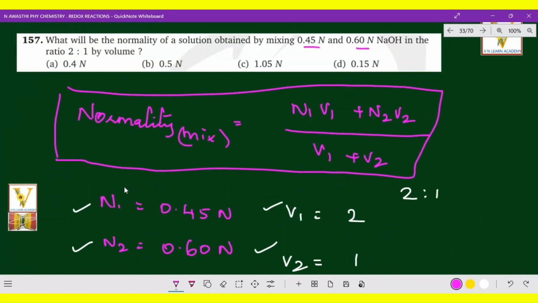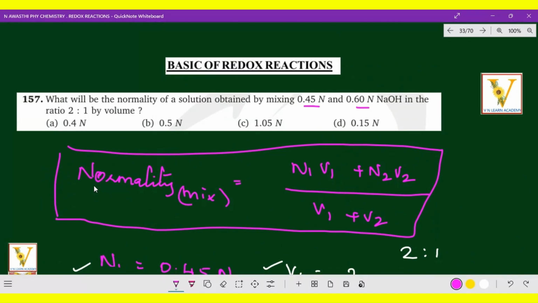How do we identify? Usually when two solutions are given in a comparative way, V1 and V2, like M1 and M2, and the same way N1 and N2, this is also N1 and N2. So in that way you can bring it. I hope you got the clarity. See, N1, N2, and the same way the volume ratio they have given. So first one, it is V1 and V2 in that way. So which is the correct option? 0.50 N. So option B, 0.5 N, right? So this is B option, it is the correct option. I hope you got the clarity.